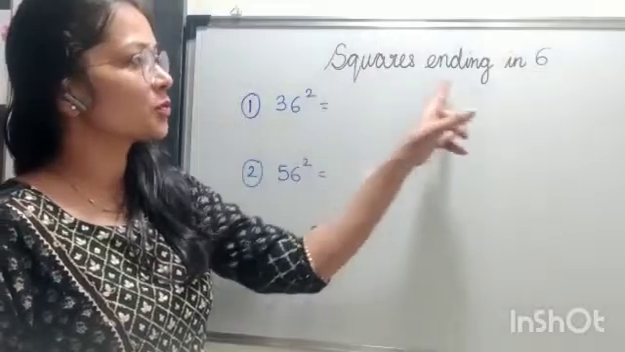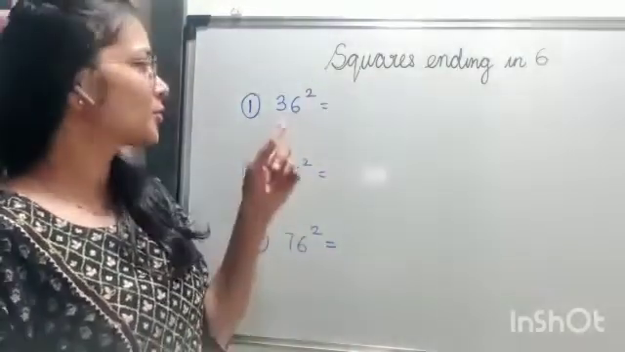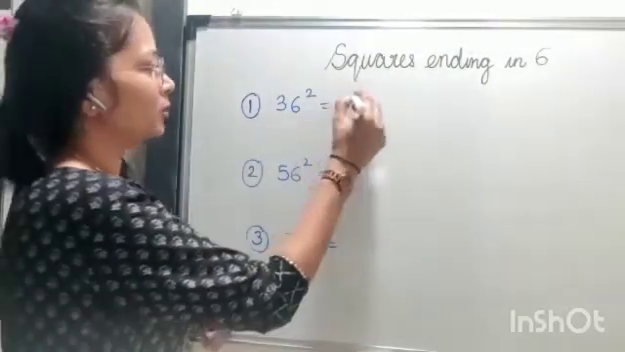Now today we'll be doing squares ending in 6. In the previous session we had squares ending in 4. Now let's do it with 6. Let's follow the same technique. For 36, again we have to find out the 35 square.